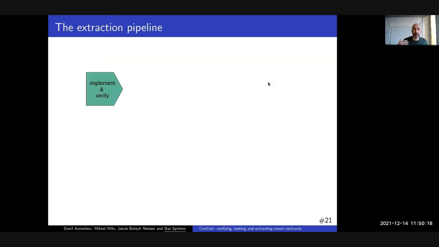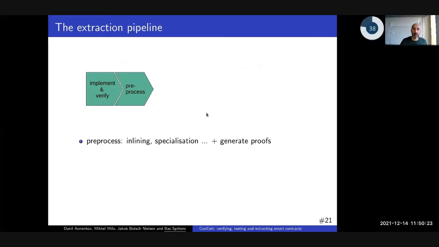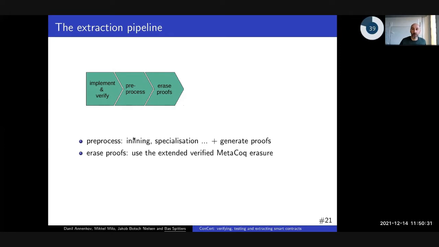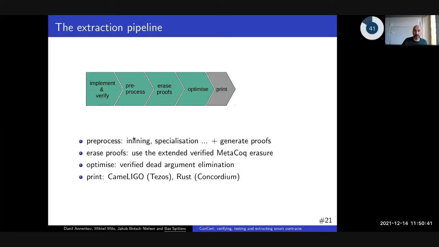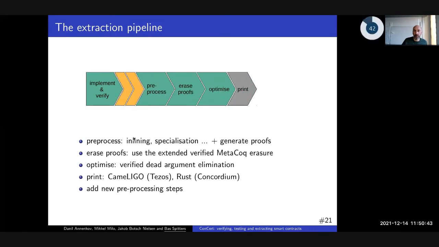And then, so here's the whole process again. So we implement and verify it in Coq. Then we do the pre-processing, like inlining, specialization, and actually generating the proofs. Then we erase the proofs, and this is by our extended verified version of MetaCoq erasure. Then we do the optimization that I just explained. Then we do the printing.